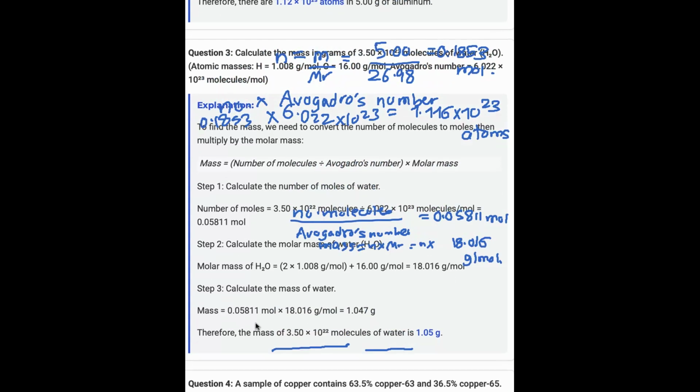Calculate the mass of water. We multiplied the number of moles by the molar mass. We got 1.047 grams of water. We need how many significant figures here? Since the smallest is 3 significant figures, I need 1.05 grams, only 3 significant figures.